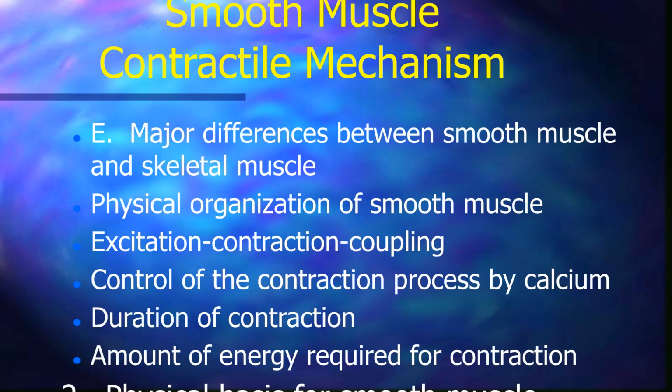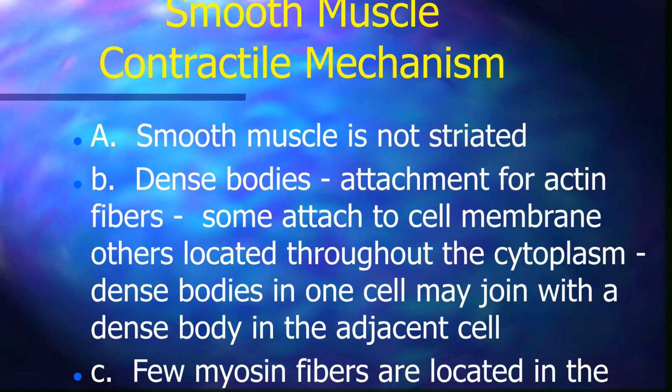Dense bodies serve as attachment points for actin fibers, some connecting to the cell membrane. There are few myosin fibers within the actin fibers, with a 15:1 ratio of actin to myosin. This slide displays a visual representation related to the contractile mechanism. Smooth muscle contraction starts slower and lasts longer than striated muscle, potentially for hours or days. It can shorten and stretch more than striated muscle.